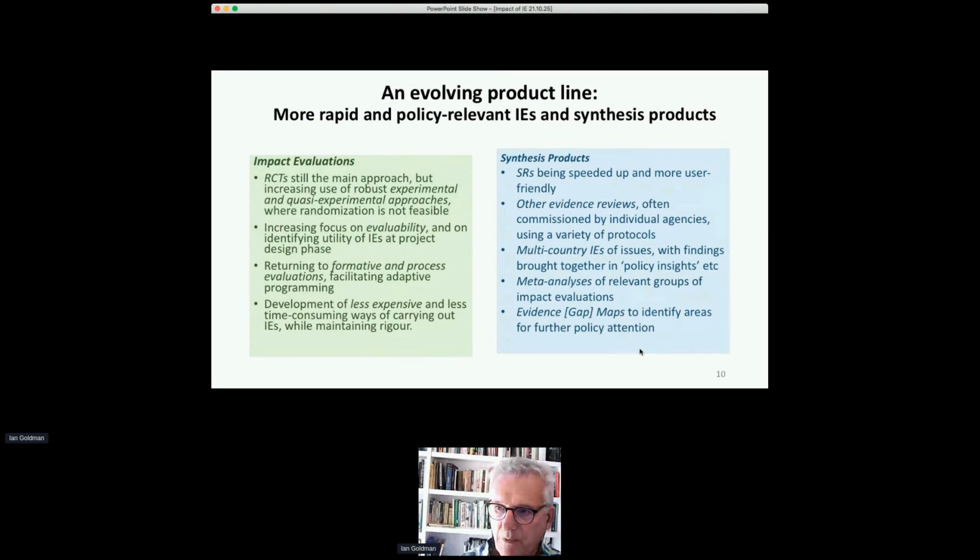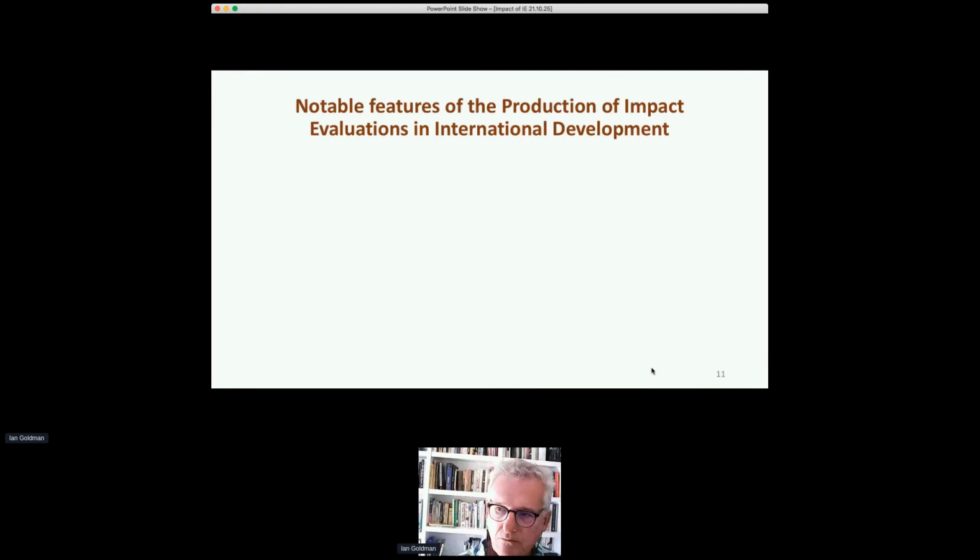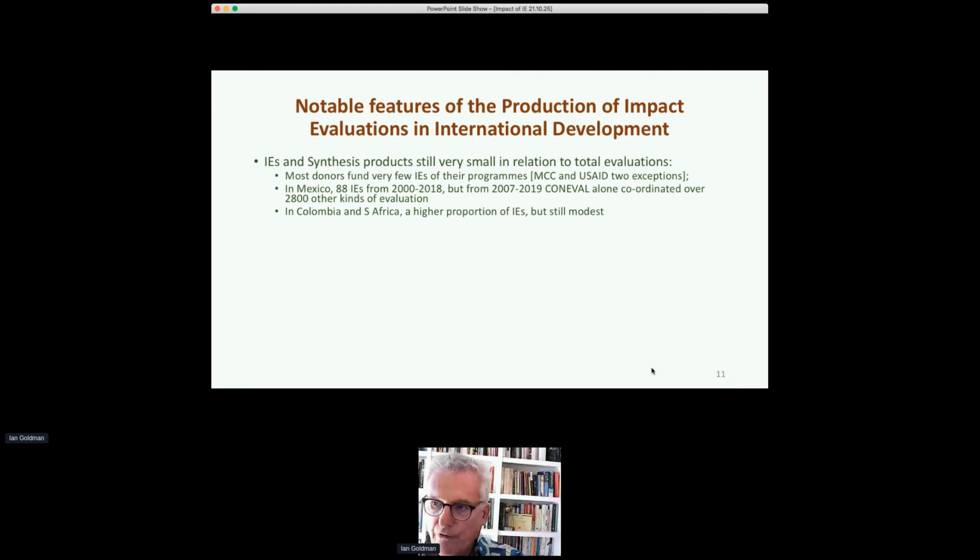And in terms of the synthesis products, again, there is a speeding up, looking at multiple forms of evidence reviews, multi-country impact evaluations of issues, meta-analyses, and the development of evidence maps or evidence gap maps. And of course, COVID has made the need for these and for timeliness even greater. In terms of overall features of production, we see that the numbers of IEs and synthesis products are still very small in relation to total evaluations.